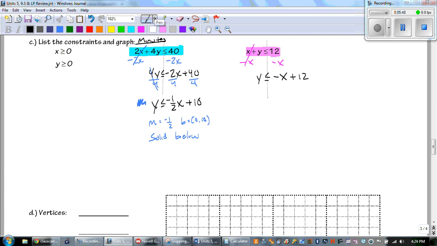Okay, so we'll just graph this one in pink right here, keeping with our theme. Now our slope is -1/1. Our y-intercept is (0, 12). Once again, this is a solid line, and we are going to shade below.